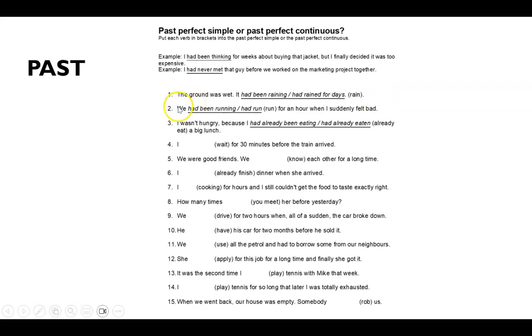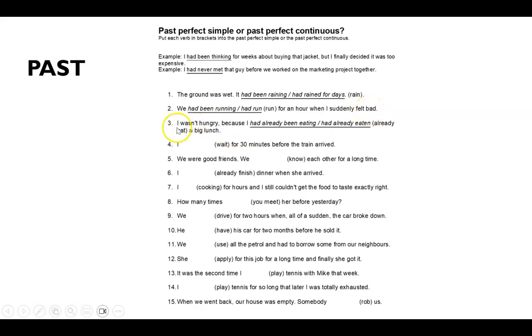What about this one? We had been running for an hour when I suddenly felt bad. Or we had run for an hour when I suddenly felt bad. You know what? This one's a nice one because it gives you a clue. Here it shows you the duration of time, right? For an hour. Usually in English, when we know how long something lasted, we choose an ing. It feels more natural. We had been running for an hour when I suddenly felt bad.